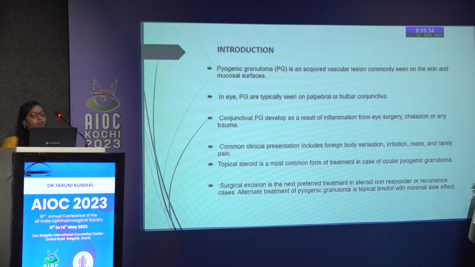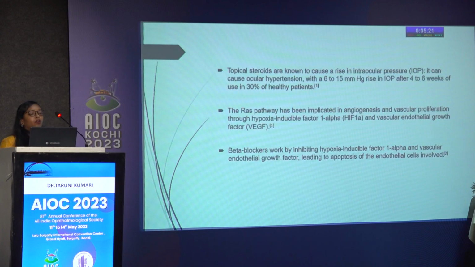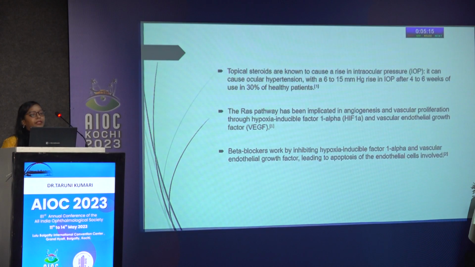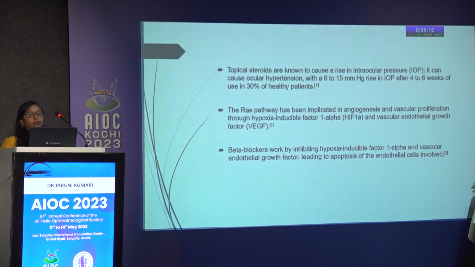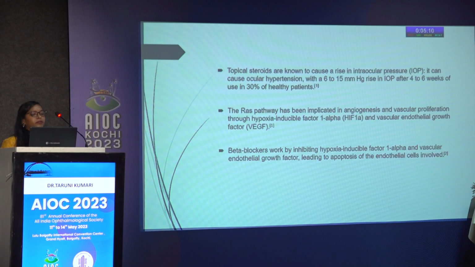Topical steroid is the most common form of treatment in a case of ocular pyogenic granuloma. Surgical excision is the next preferred treatment in steroid non-responders or recurrence cases. An alternate treatment of pyogenic granuloma is topical timolol with minimal side effects. Topical steroids are known to cause a rise in intraocular pressure. It can cause ocular hypertension with a 6 to 15 mmHg rise in IOP after 4 to 6 weeks, seen in 30% of healthy patients.